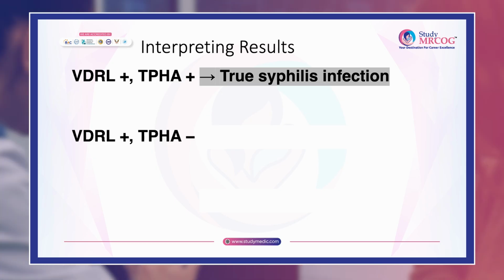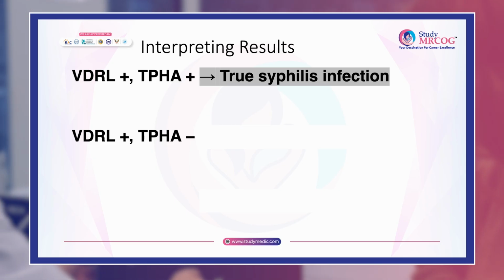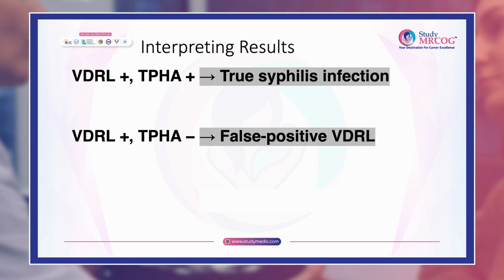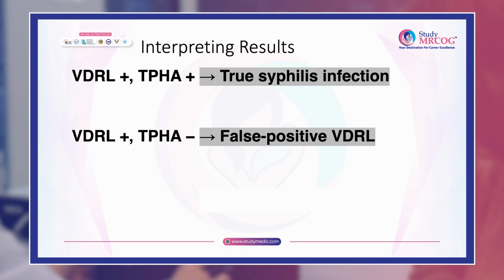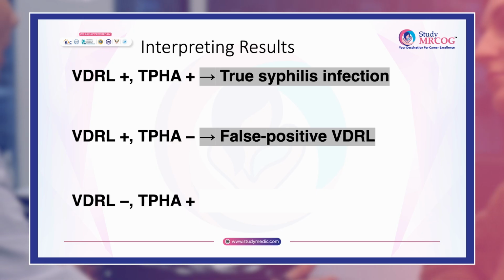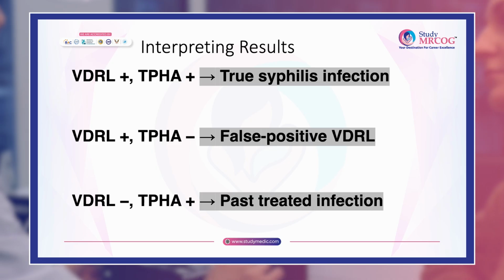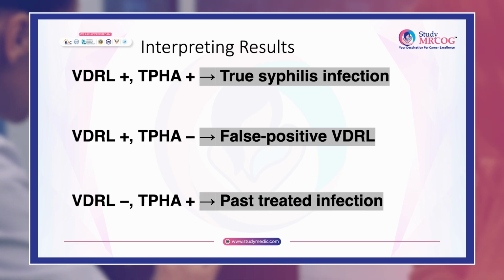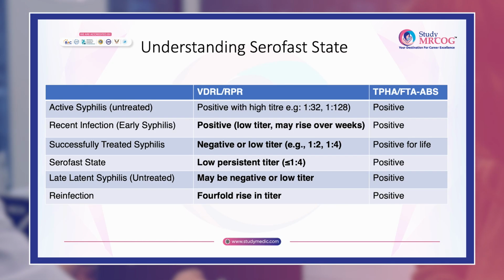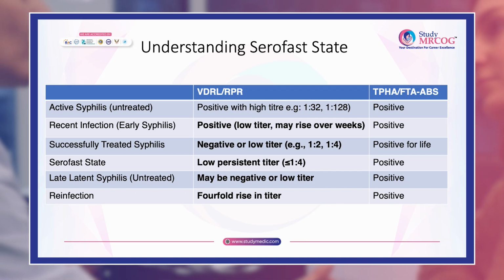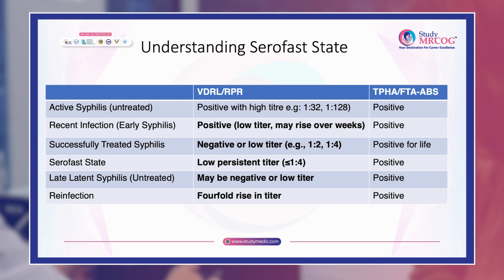In the next scenario, the VDRL is positive, but the TPHA is negative. So this implies that there is a false positive reaction to VDRL. If the VDRL is negative but the TPHA is positive, this implies that there is some past treated infection. Which brings us to a very important exam concept of serofast state.